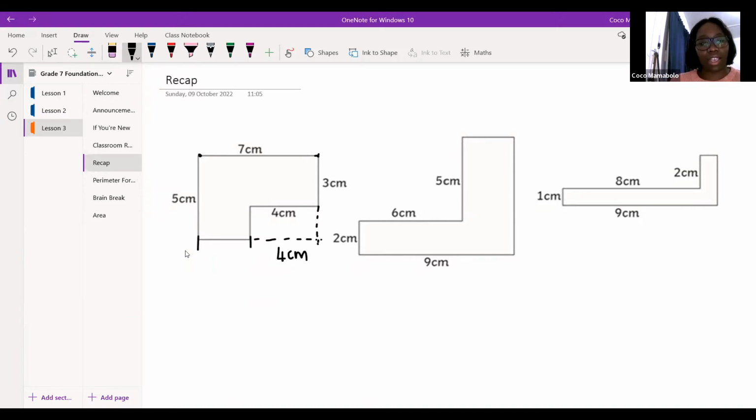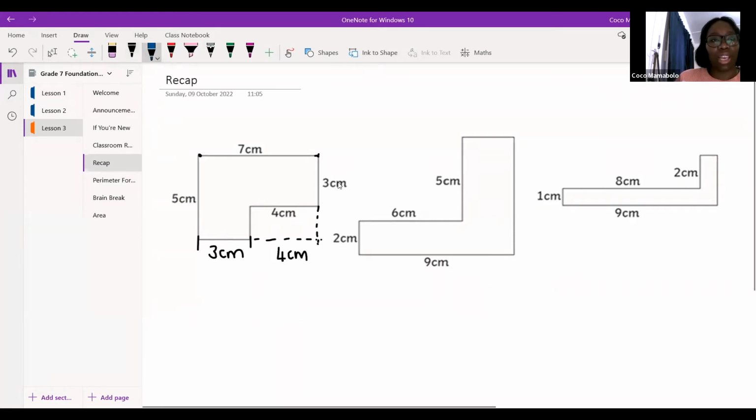Answers in the chat, guys. Thank you, Olonda. Excellent. Thank you, Keisha and Lwandile. Good. It's 3 centimeters because my entire rectangle would have been 7 centimeters. They've already taken a chunk of 4 centimeters out. That means this side over here will be 3 centimeters.